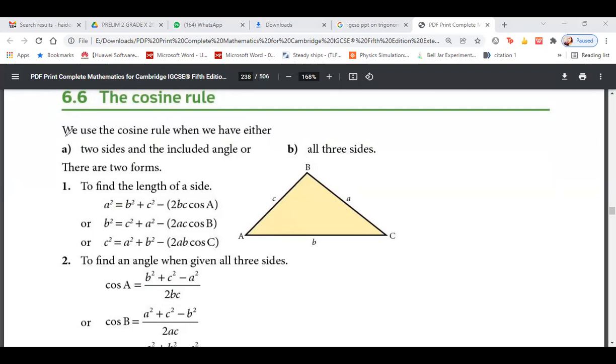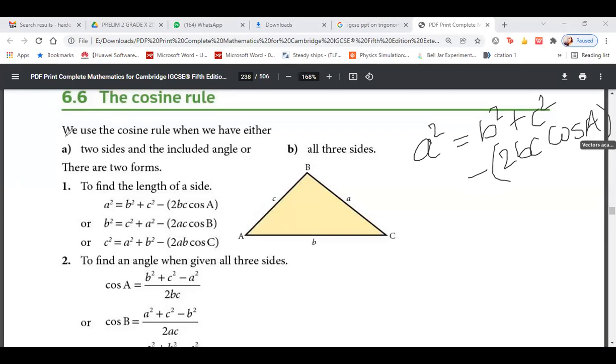So if I want to find out A square, I will write down A square is equal to B square plus C square. This is the Pythagoras theorem, very simple. Minus 2BC and the angle of A, so cos of A. Is this clear? Yes, sir.